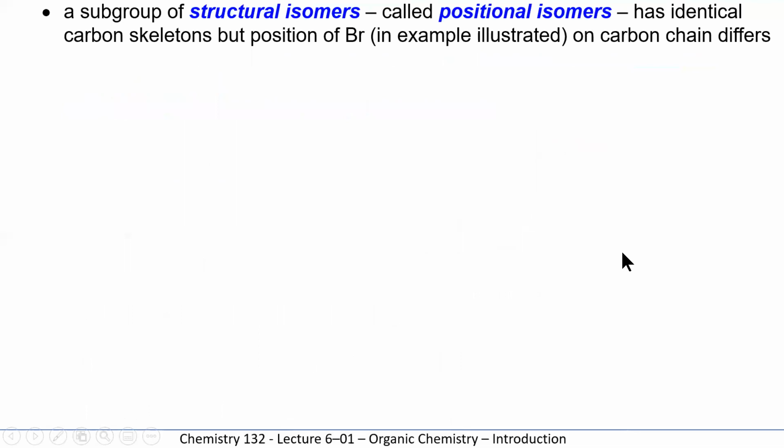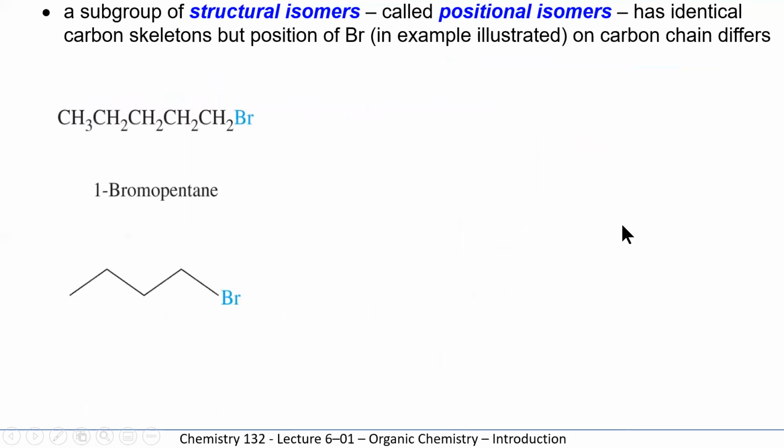Now a subgroup of structural isomers are called positional isomers. So with positional isomers, if you have an aliphatic chain of carbon atoms, in this case we have 5 carbon atoms, there's a carbon atom at the end, 1, 2, 3, 4, 5, and there's a bromine attached to it. So we have a 1-bromopentane. So 1, 2, 3, 4, 5 carbons and a bromine attached to it.